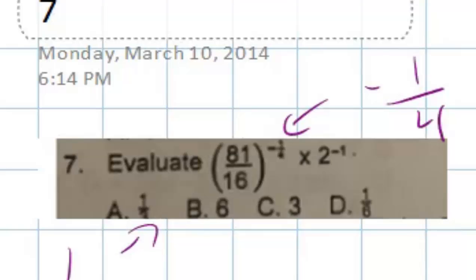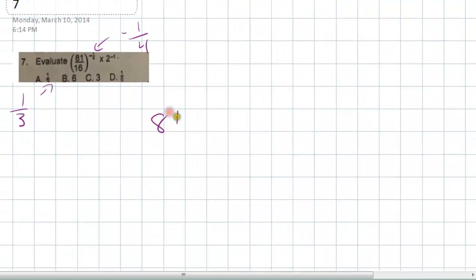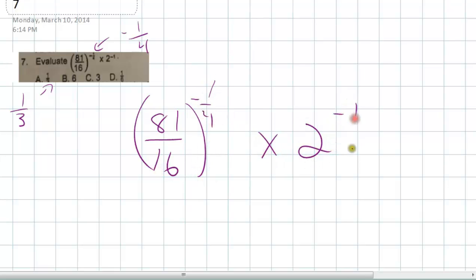So here we have question 7, and it wants us to evaluate (81 over 16) to the negative 1/4 power times 2 to the negative 1. I've written in already some parts that were hard to read, because it didn't quite transfer over that well. So this is negative 1/4, and this option over here says 1/3. But anyway, let's get into the math of it now. So here we have 81 over 16, to the negative 1/4 power. And then over here we have 2 to the negative 1.